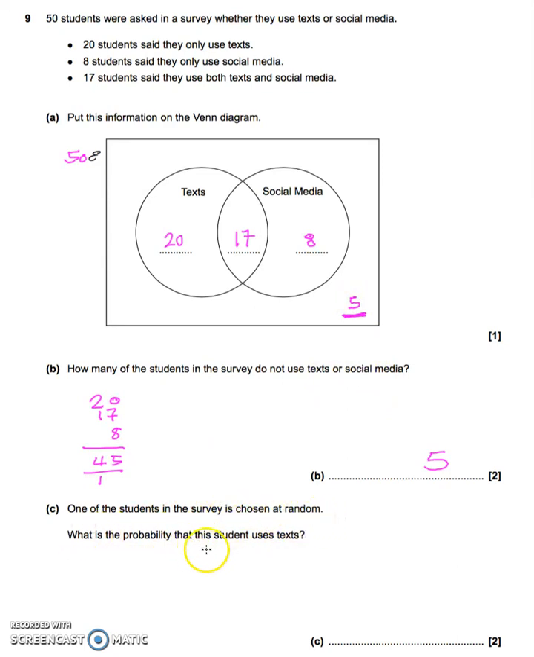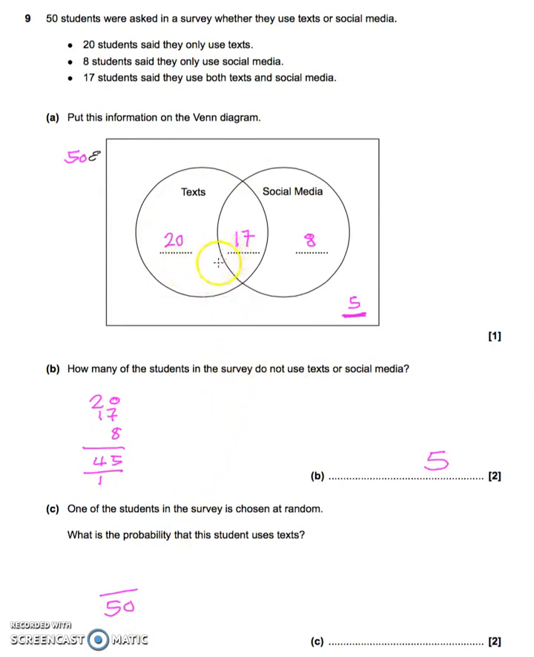So C, one of the students in the survey is chosen at random. What's the probability that this student uses text? So these Venn diagrams are useful to answer probability questions because you've organised your information into the circles, into the right places. So if they're chosen at random from the entire survey, that's out of 50. Okay, so we're going to put out of 50.